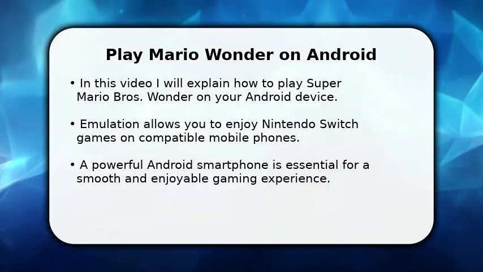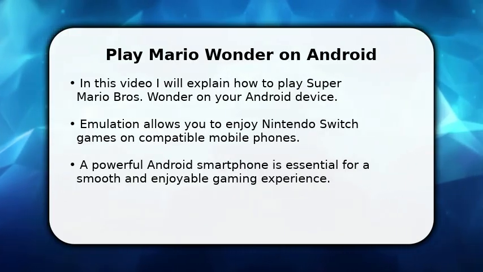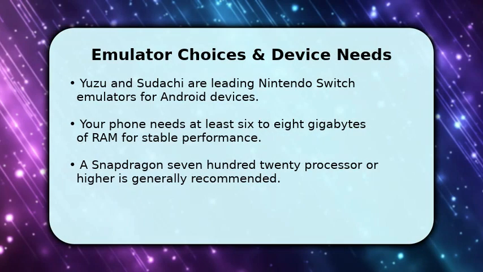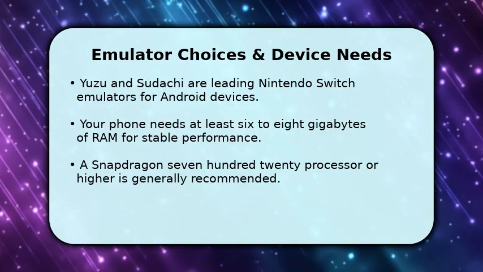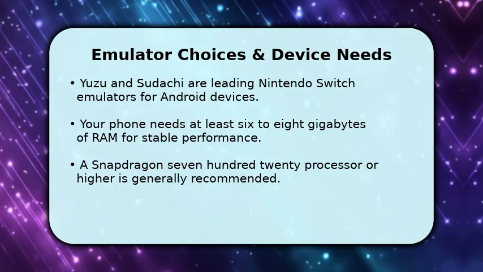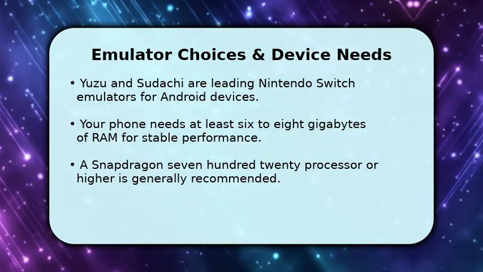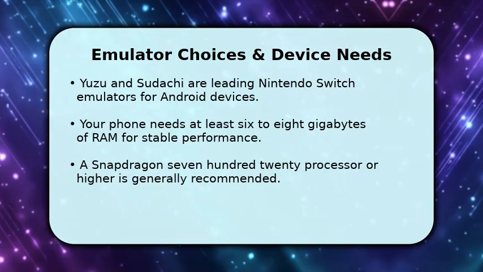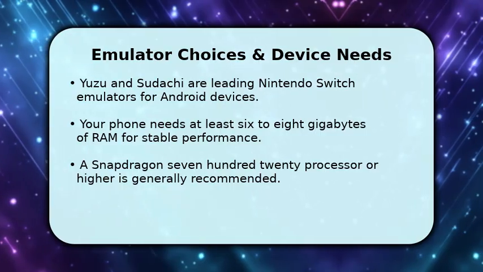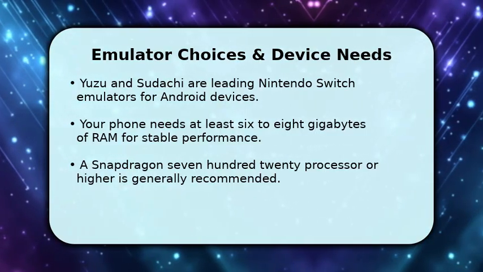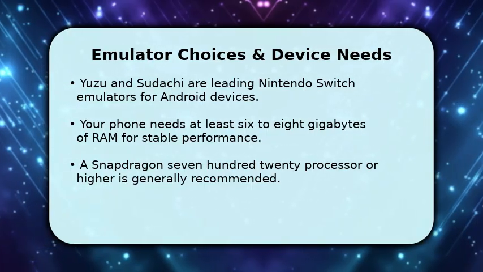Remember, a capable Android phone is crucial for a good experience, so let's dive into the details and get you playing this wonderful adventure. To begin, you'll need a reliable Nintendo Switch emulator. Yuzu and Sudachi are currently excellent choices, offering strong compatibility and performance. For your device, aim for at least 6 to 8 gigabytes of RAM and a Snapdragon 720 processor or better. These specifications ensure the emulator runs smoothly. Additionally, installing custom GPU drivers, such as Turnip for Adreno GPUs, can provide a noticeable boost in graphical fidelity and speed.